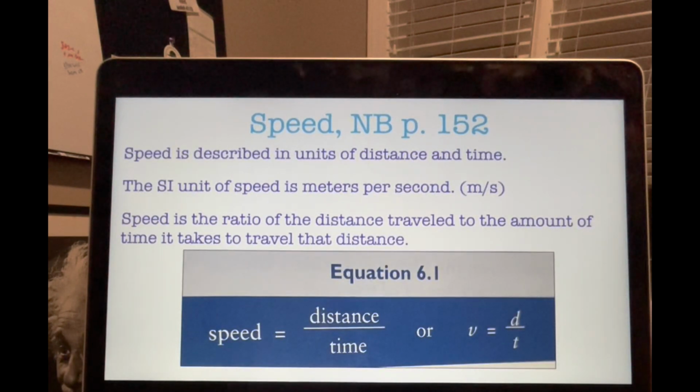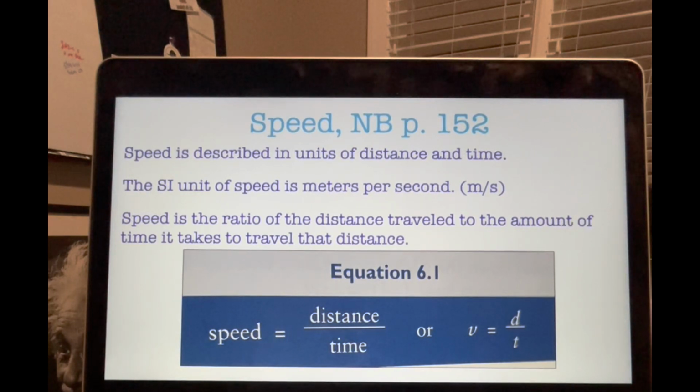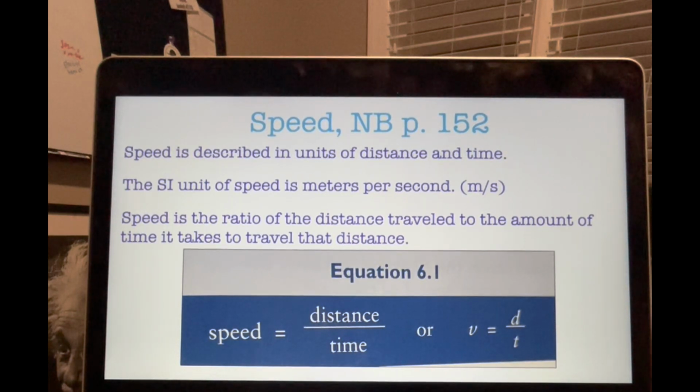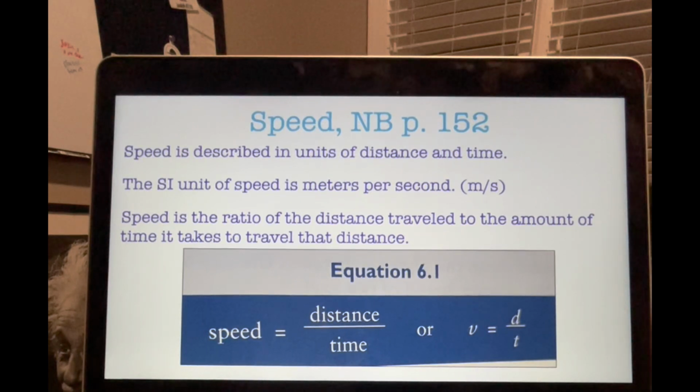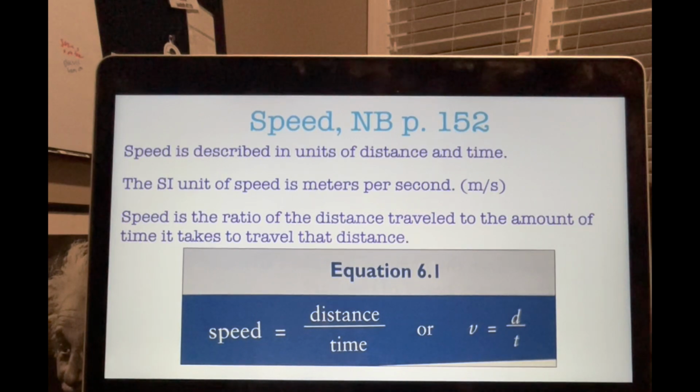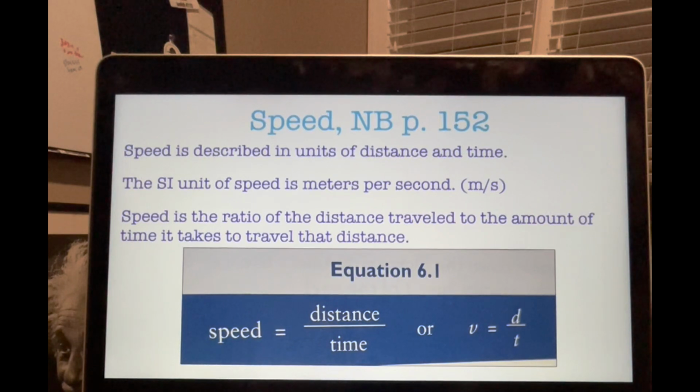Speed is described in units of distance and time. The SI unit of speed is meters per second, but other common units of speed are kilometers per hour, or in the English system of units, of which you guys are probably most familiar with, feet per second, miles per hour. Just as with distances, you need to choose units that make the most sense for the motion you are describing. And, as is true with all measurements, you must keep the units with the number, or the measurement will not make sense.